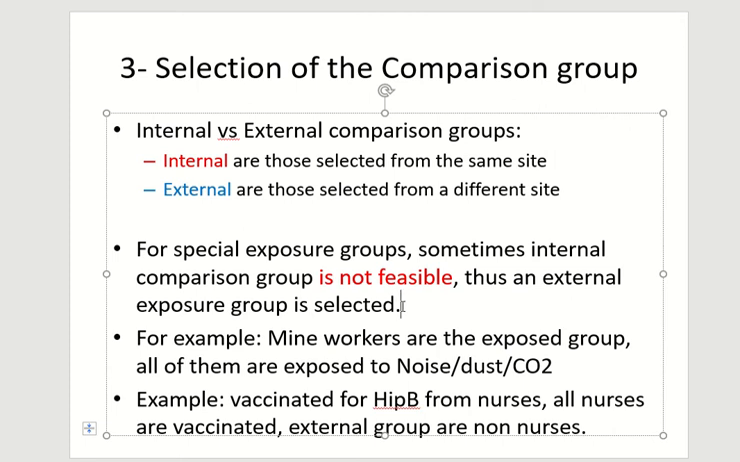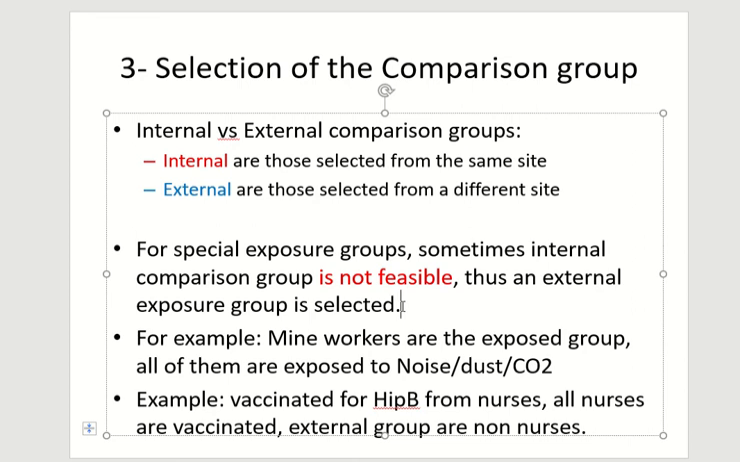So for example, mine workers. We went to mine workers, we wanted to select them because they are highly exposed to noise, to dust, to CO2. Okay? If I want an internal comparison group, meaning from the mine workers I want to take people not exposed to noise and not exposed to dust and not exposed to CO2, it might be very hard. They are all exposed. So therefore you might need to go to another group that are not mine workers to get a non-exposed group to be followed up in time and see what's going to happen to them. So that is called an external group.